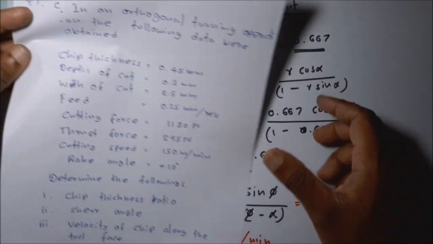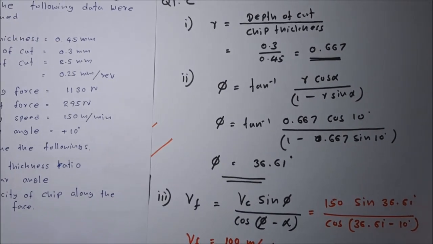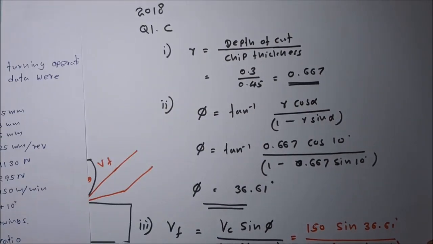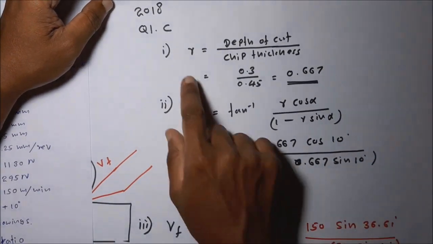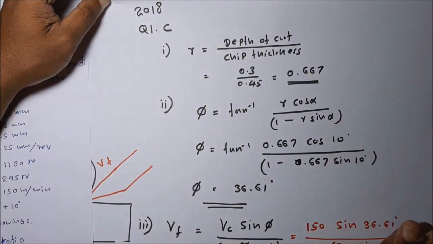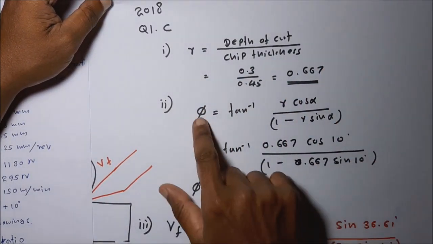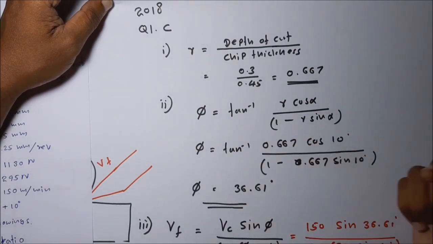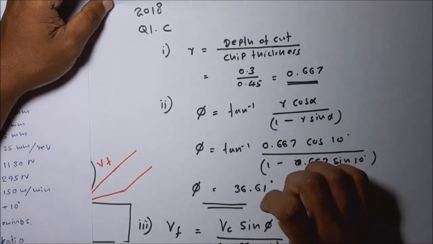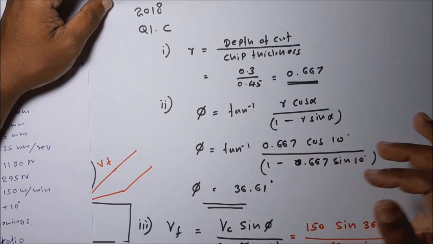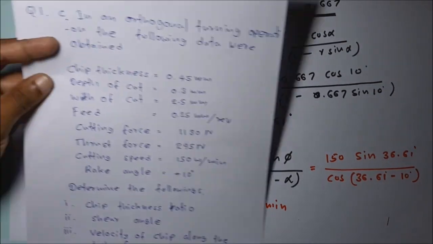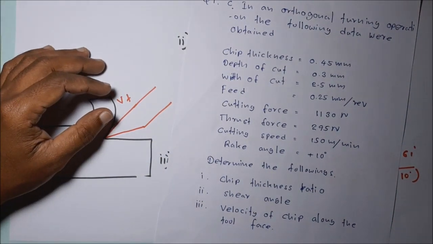Okay, this is how we are doing this calculation. The 2018 past paper. The chip thickness ratio, this is how we are finding the ratio. Then the shear plane angle, we have the equation to find it. We can't measure the shear plane angle, we can only determine it mathematically. Then chip flow velocity we are calculating in this way. Okay, this is the 2018 paper discussion.